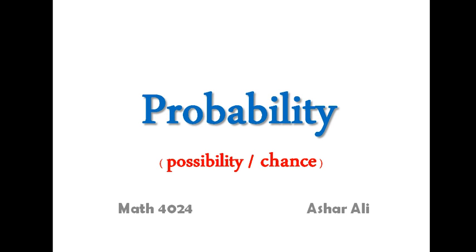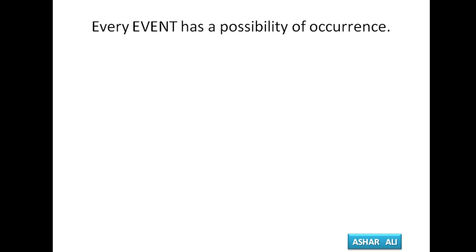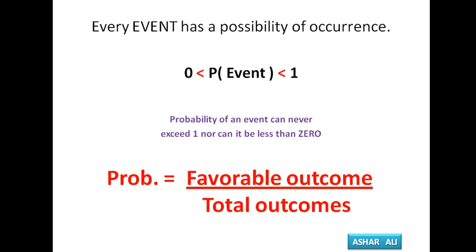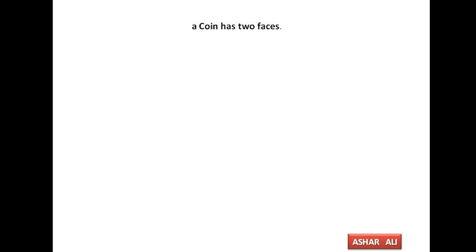Probability, or the possibility, or the chance. Every event has a possibility of occurrence. The probability of an event lies between 0 and 1. It can never exceed 1 and it can never be less than 0. To find out the probability, we use the formula: the favorable outcomes divided by the total number of outcomes.